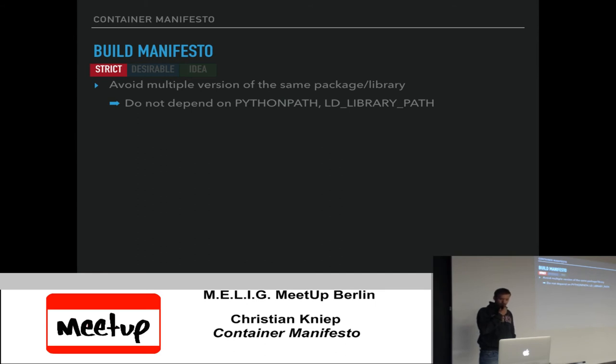Second one is strict, I think. You should not run multiple versions of the same package or library, or you should not install it. Because when you start a container, I reckon that you use no special library path or special Python path. You have only one version of a library, and then you will have a deterministic outcome of the image. So that should be strict, at least to me. I think I would like to keep to this.